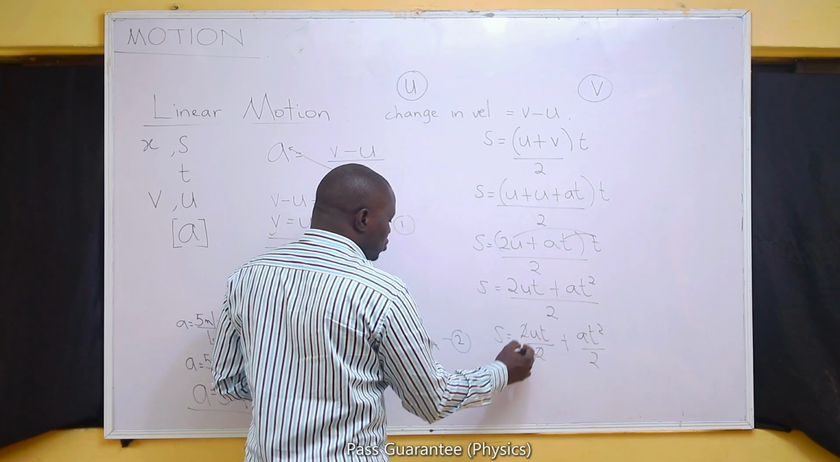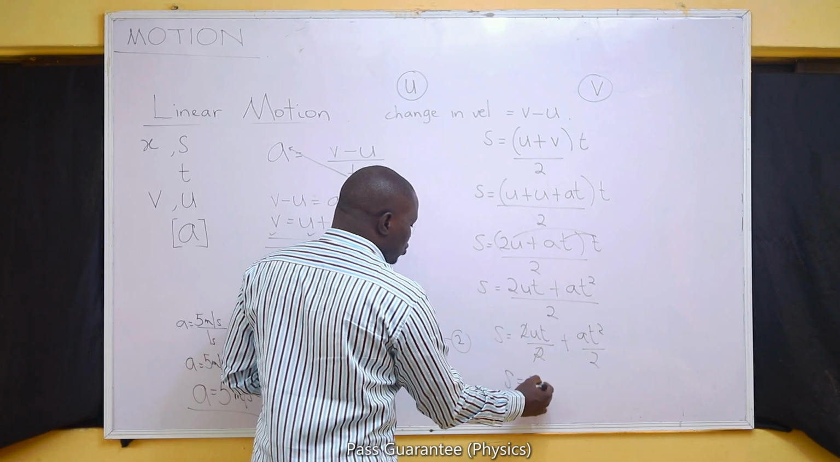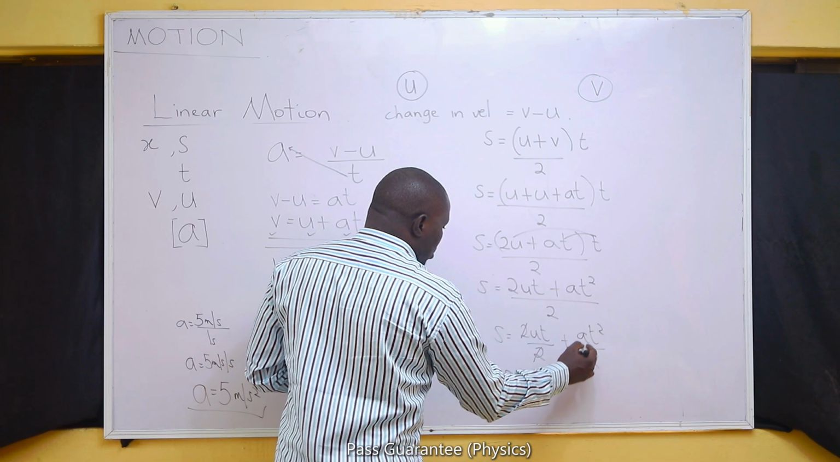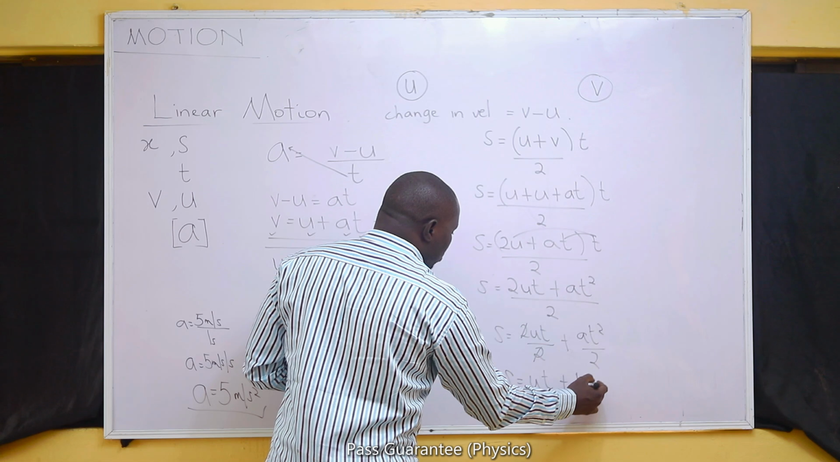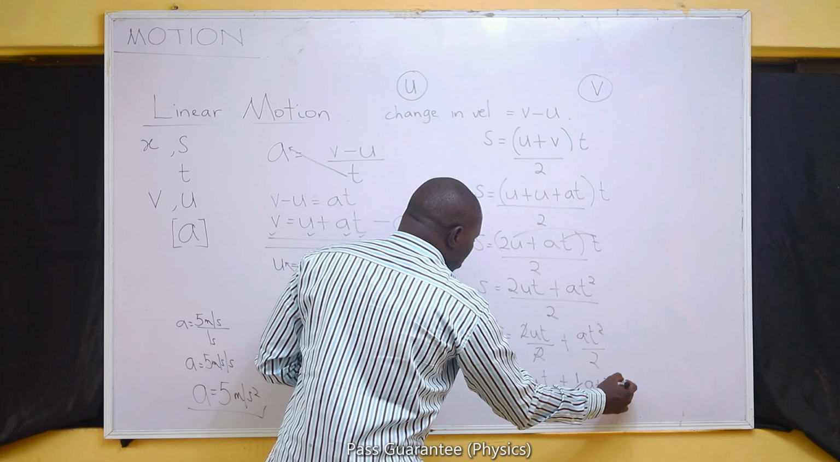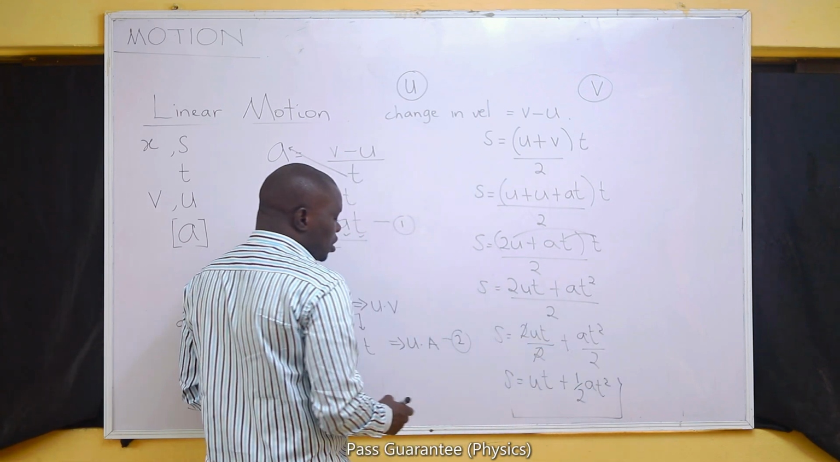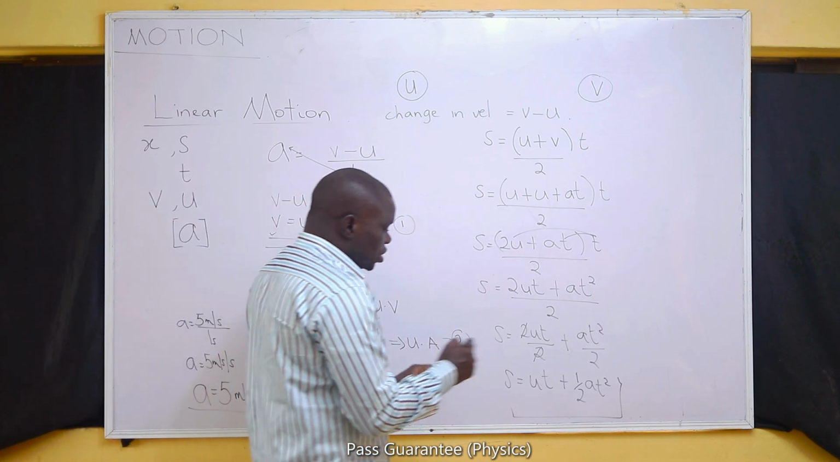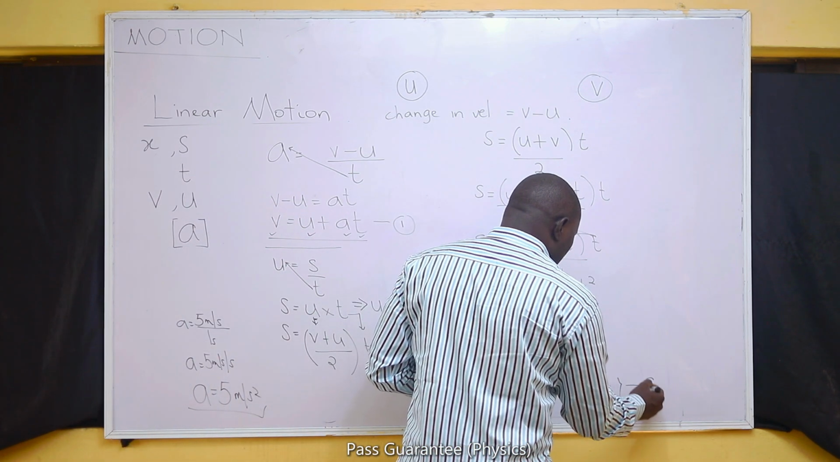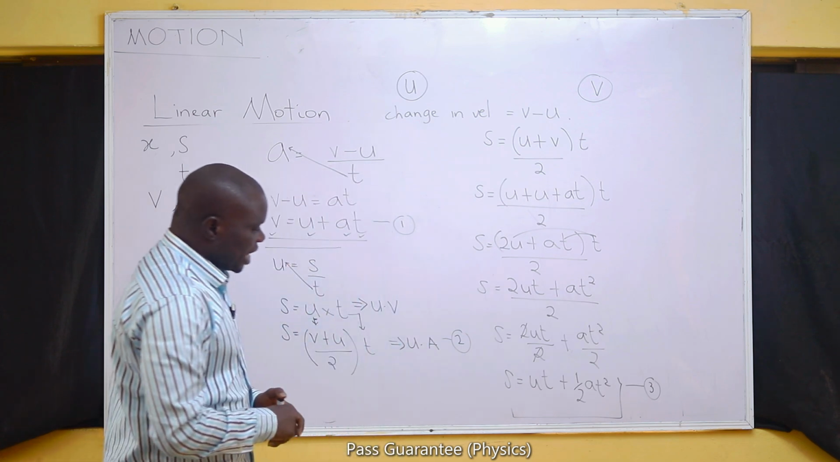2 can cancel out 2. I will have s is equal to ut plus, I can rewrite this as, if you are dividing by 2, it is the same as multiplying by half, at squared. So this gives me another equation of motion that I can also use. Let me call this equation 3. Equation 3. And there's still more that I can get.